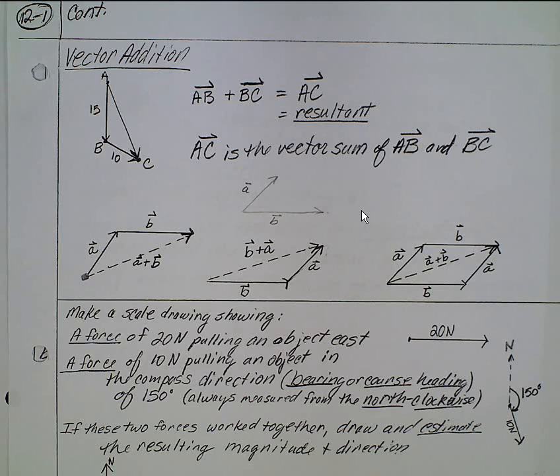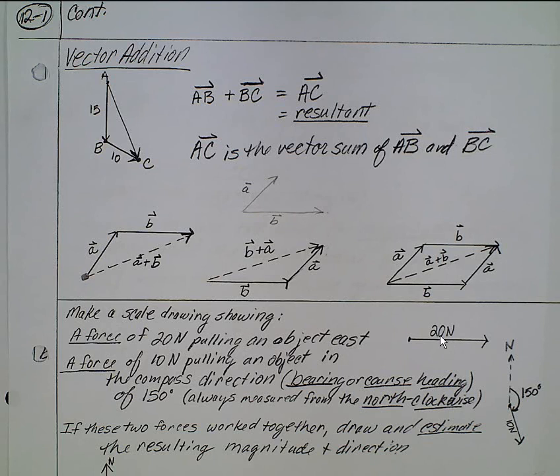All right, so it's going to ask you tonight to make a scale drawing or show a force of 20 newtons pulling an object east. They just want you to draw that. I don't care where you start on your paper. Just make sure you're drawing a vector that's going due east, so it must have the arrow pointing east, and then label it 20 newtons.